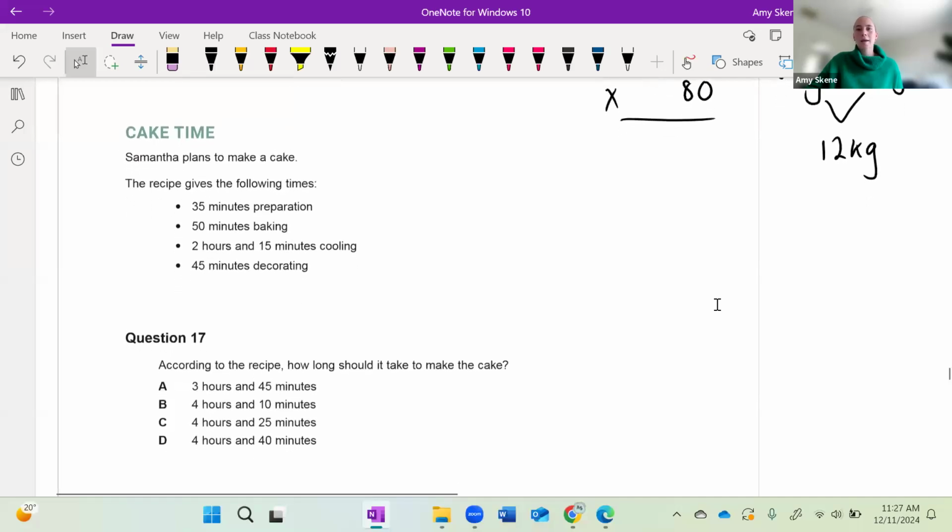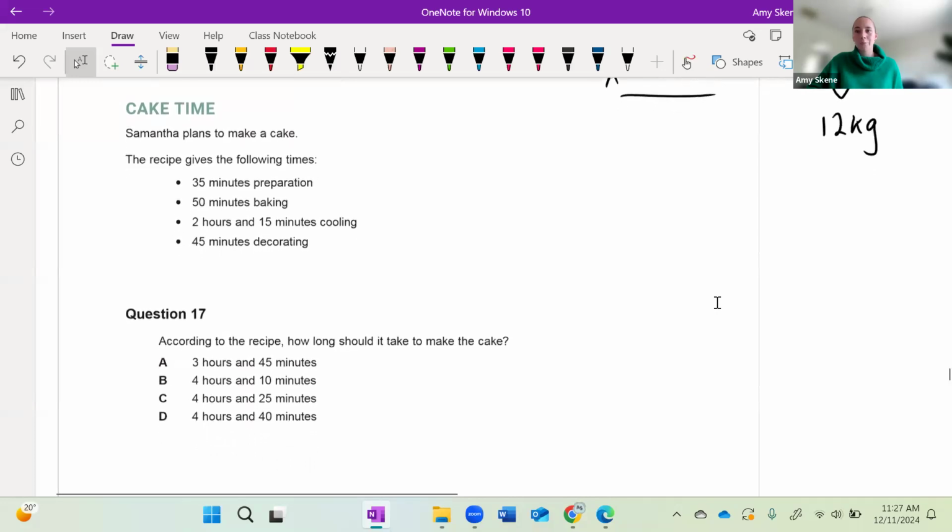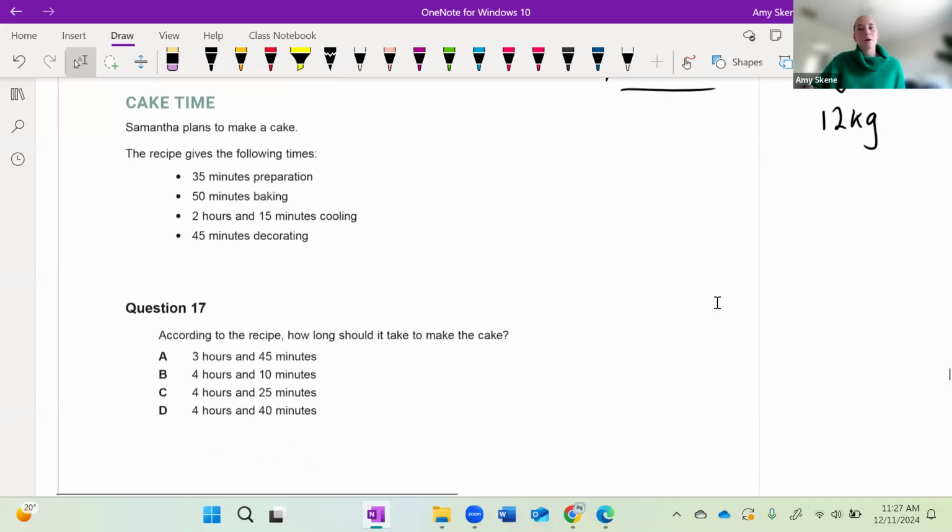All right, we're going to move on to cake time. So Samantha plans to make a cake. The recipe times are below. According to the recipe, we want to calculate how long it will take to make the cake. So how long, that's what we're looking for. All we have to do is add up all of the minutes and hours.